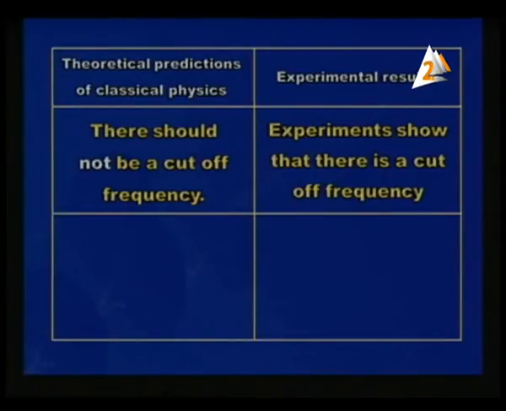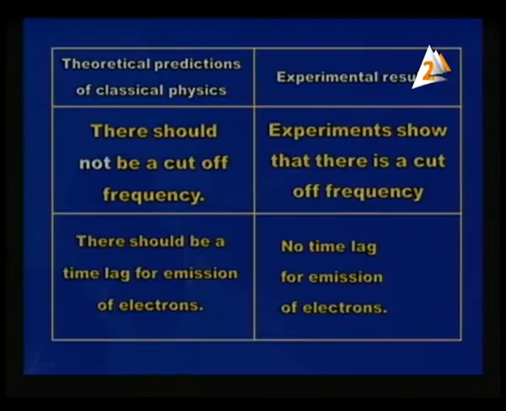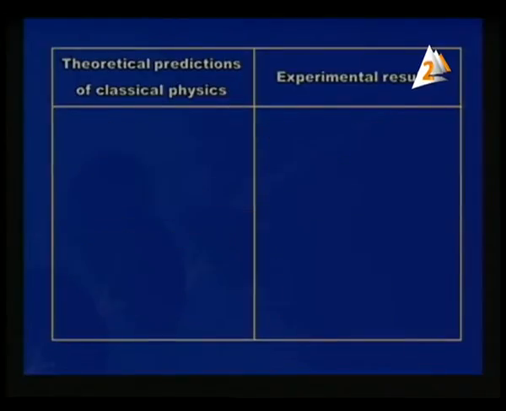And what about the second point of difference? The theoretical prediction is that there should be a time lag for emission of electrons. Time lag means the time between the radiation being shone on the surface and the electrons being ejected. There should be a time lag according to the predictions. Actually, as a matter of fact, experiments show no time lag at all. No time lag for emission of electrons occurs, practically.